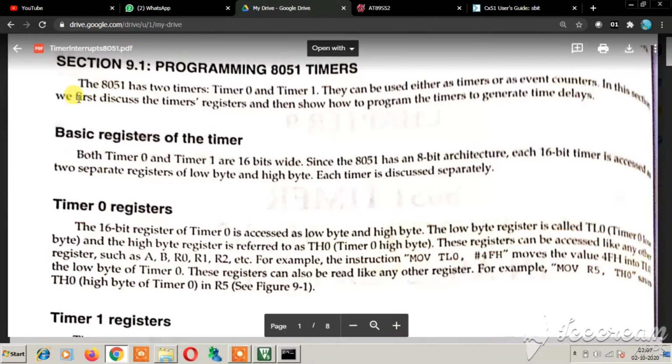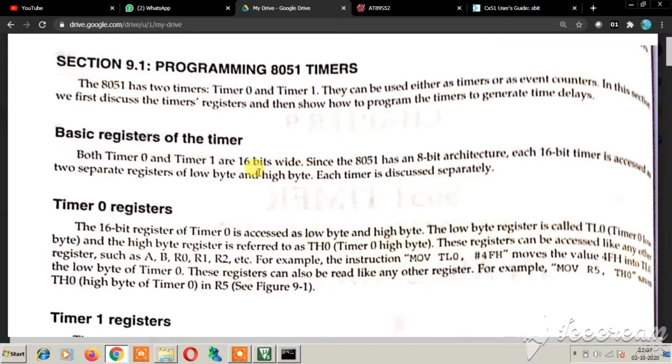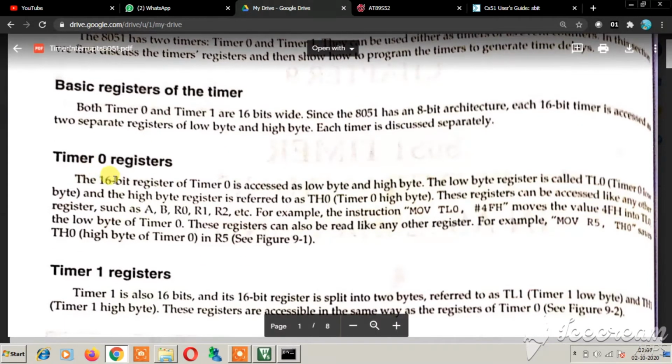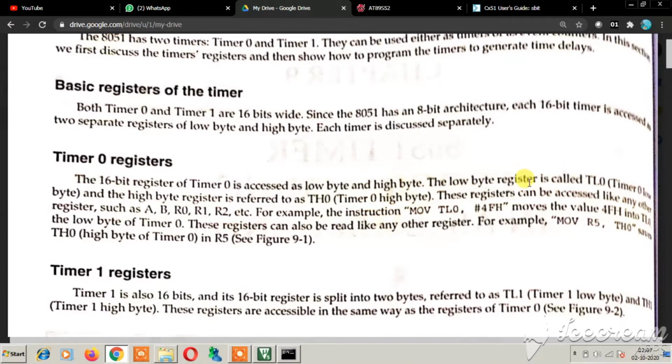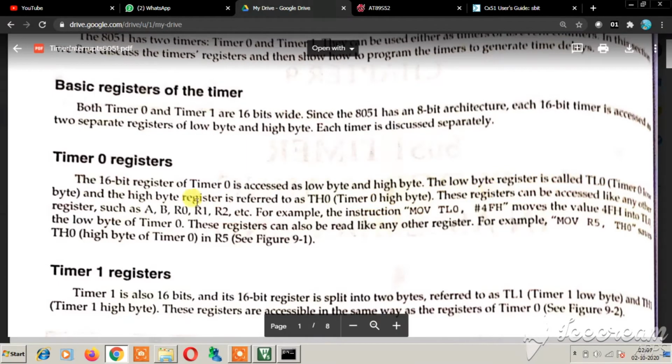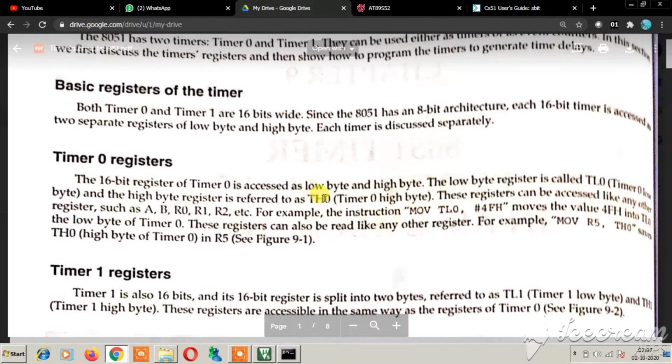Now coming on to here, you can see the basic registers of the timers. Both timer 0 and 1 are 16 bits wide, and the 89S52 actually has a timer 2, but we will not be using that. We'll be using timer 0 and timer 1 today. Timer 0 is a 16-bit register and is accessed as low byte and high byte. The low byte is the TL0, timer low 0, and the high byte is the TH0. Both are 8 bits, so total 16 bits.